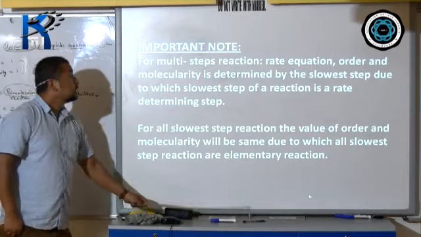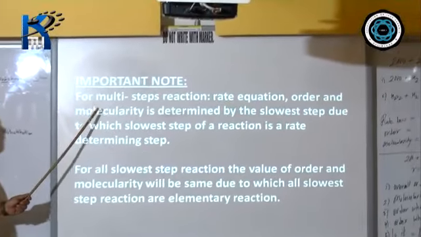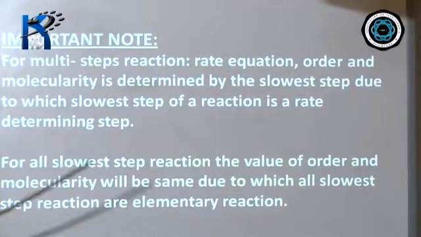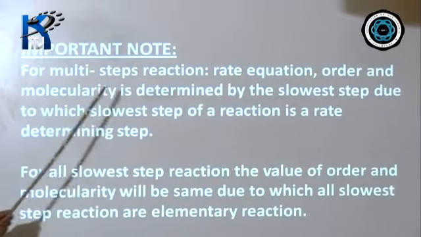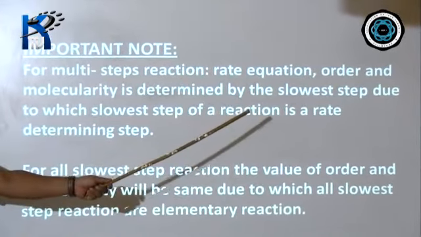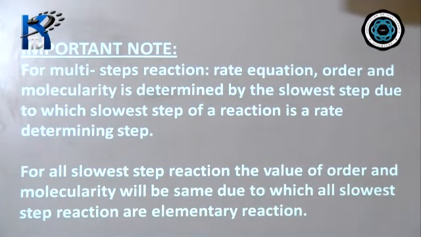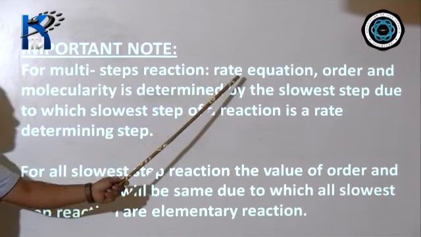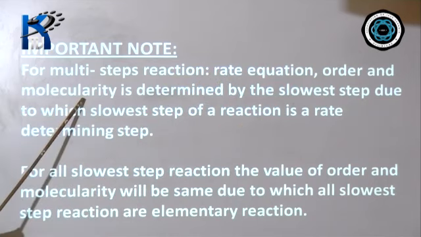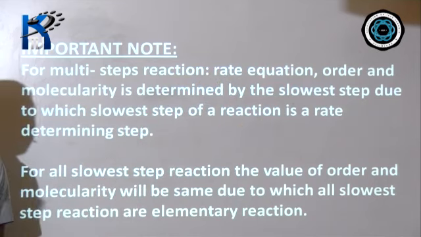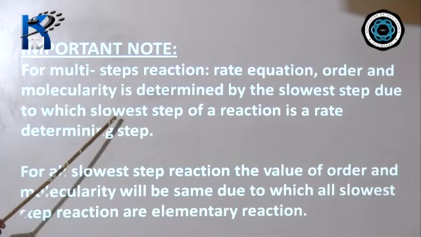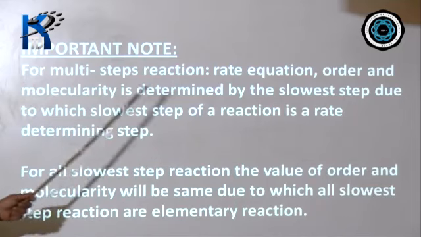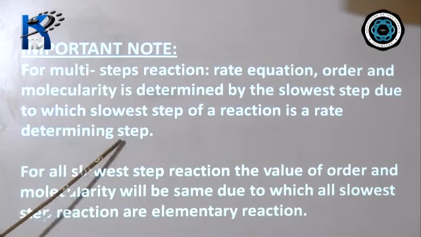Now, an important note for you all. For a multi-step reaction, the rate equation, order and molecularity are determined by the slowest step. Do remember, students, a single reaction has a lot of multi-steps, okay? And in those multi-steps, some are slow steps, some are fast. Do remember these 3 terms: rate equation, order and molecularity are determined by the slowest step. And since the slowest step determines all these 3 things, therefore we say it is the rate determining step.